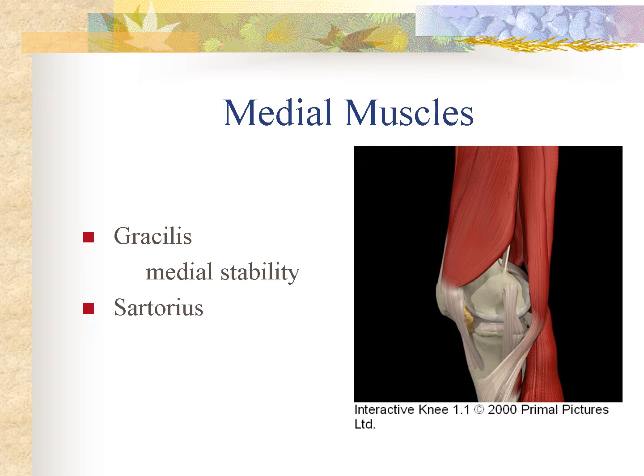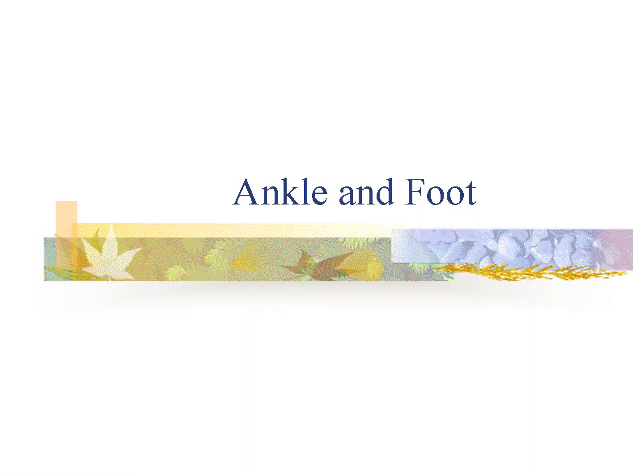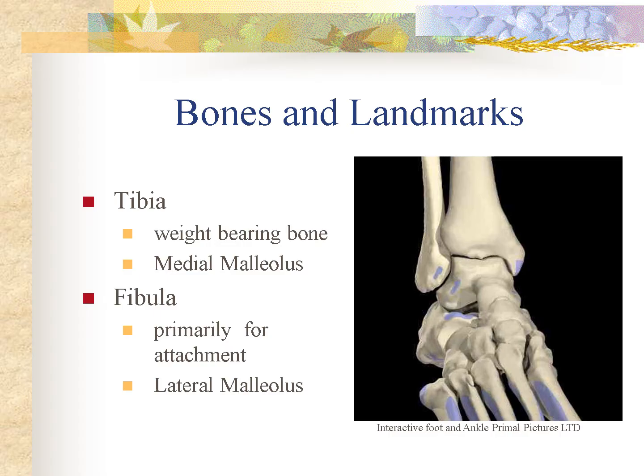Okay. We've got medial muscles on the inside, as I mentioned. These are part of the pes anserine muscle group, the gracilis and the sartorius, which come down and attach and provide us some medial stability. Gracilis and sartorius. All right, go on to the ankle and the foot.